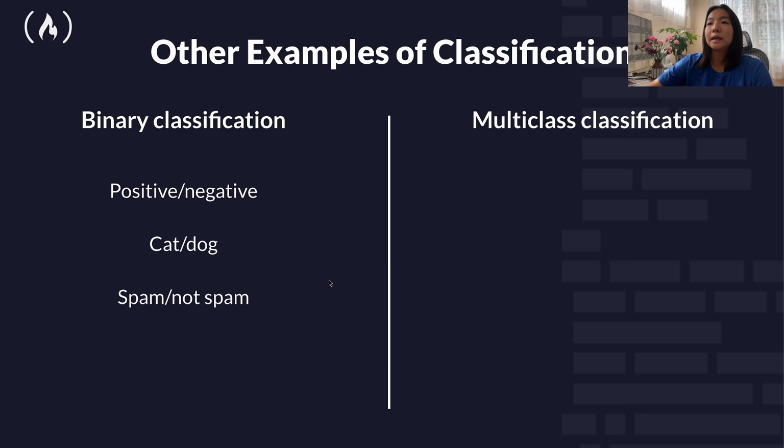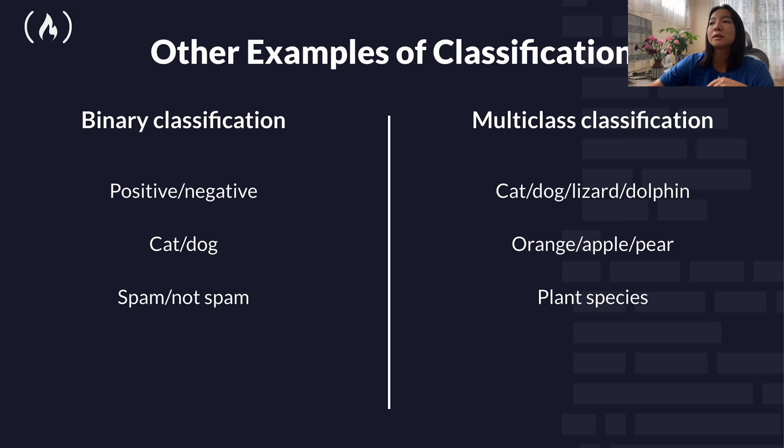Now for multi-class classification, you might have cat, dog, lizard, dolphin, shark, rabbit, etc. We might have different types of fruits, like orange, apple, pear, etc. And then maybe different plant species. But multi-class classification just means more than 2. Okay, and binary means we're predicting between 2 things.